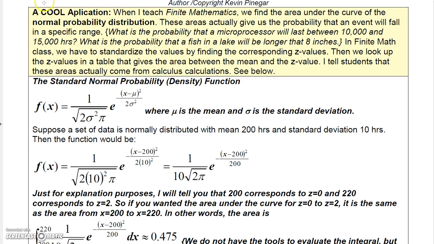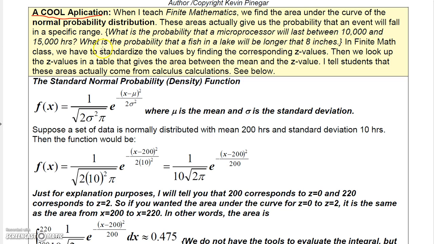Now, I just think this is a cool application. So in finite math, we find the area under the curve of the normal probability distribution. Now, these areas actually give us the probability that an event will fall within a specific range, like what is the probability that a microprocessor will last between 10,000 and 15,000 hours, or what is the probability that a fish in a lake will be longer than 8 inches, and things like that.